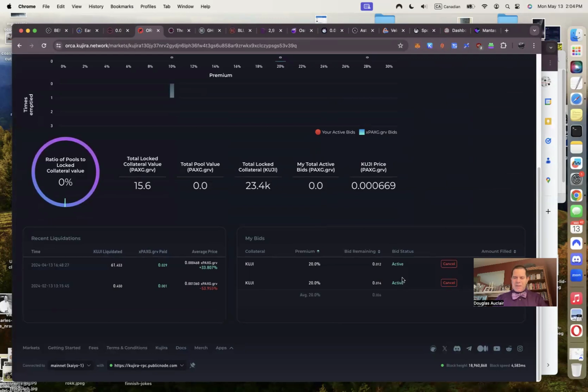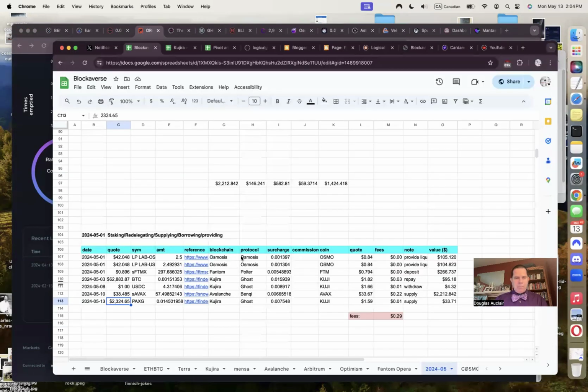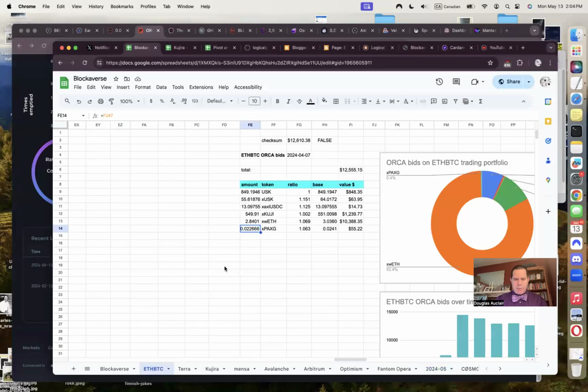You see the bid activates immediately, even though it says you have to wait 2 minutes. And so I have 0.026 gold that I'm bidding on Orca. Let's look at my Ethbeth portfolio. I had 0.022 gold that I was bidding on Orca before. So I've grown by 0.004. And so this right here was worth $55 before.